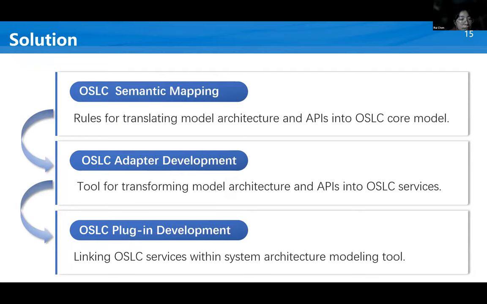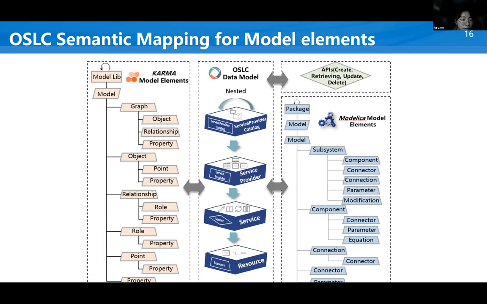To solve this problem, we propose a set of approaches. First, we establish semantic mapping rules to translate model architecture and APIs into OSLC model. Then we developed OSLC adapter to transform them into OSLC services. Finally, an OSLC plugin will be developed for linking OSLC services within system architecture modeling tool. And for the first item, we analyzed the model structure and proposed a set of mapping rules between different model elements and OSLC core model, taking Modelica model as an example.